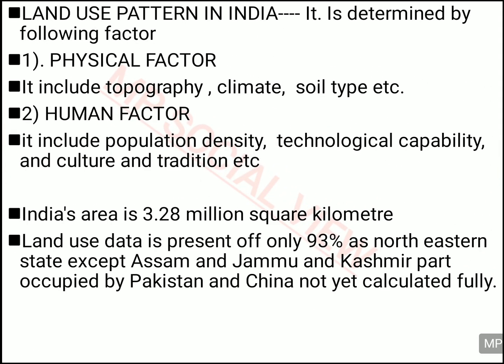Now let's see the land use pattern in India. By which factors is it decided? It is actually decided by two factors: one is physical factor and another is human factor. Physical factor means the natural things present there, like topography, whether it is plain, plateau or mountain, the climate, or the soil types present in that area. These decide how the land will be used for different purposes.